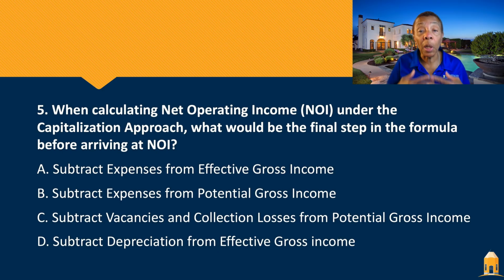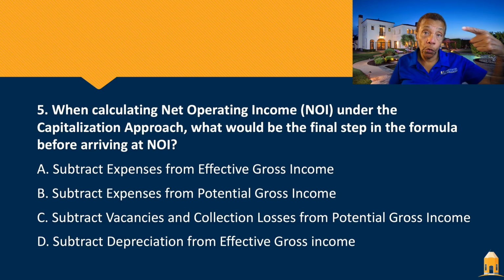How do I know that? Because I know the formula. Here's the formula for you. It's potential gross income minus vacancies, and then that gives you effective gross income, and then you take away the expenses. That will get you your net operating income. So again, it is potential gross income minus your vacancies. That equals effective gross income. Take away your expenses, and you get to your net operating income.